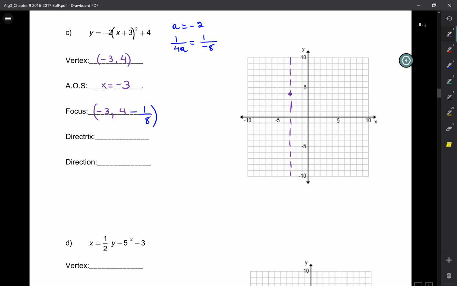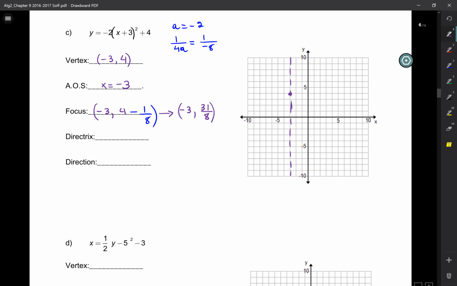Wait, why do you have to keep the negative 3, 4? Because you need a coordinate. So let's simplify this. This is going to be negative 3, comma... How much is that? 32 minus 1. 31 over 8. Why don't we do this on the last one? Because the last one, it was at 0, 0. It was the basic case.